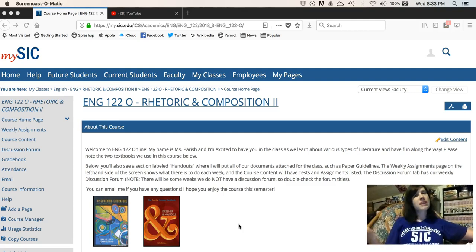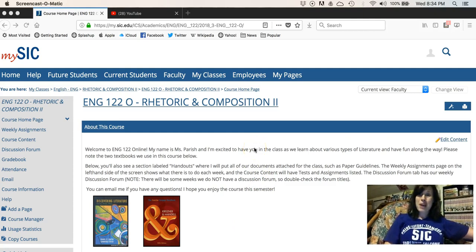what all we look for in the book, what you should be looking for in terms of studying for the test. We're going to go over paper 1 guidelines, the outline guidelines, all the things that are on this wonderful English 122 homepage. So before we start, as you can see, I am on our homepage.